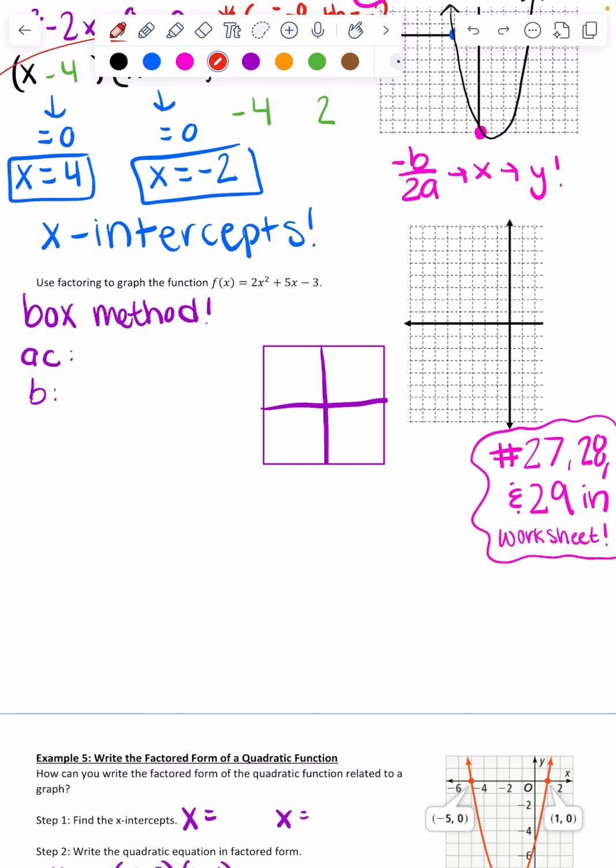All right, to use box method, we start with our a and c values, and we plug the first entire term and the last entire term right into our box where they belong, top left, bottom right.